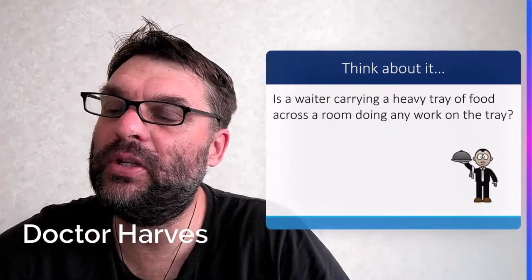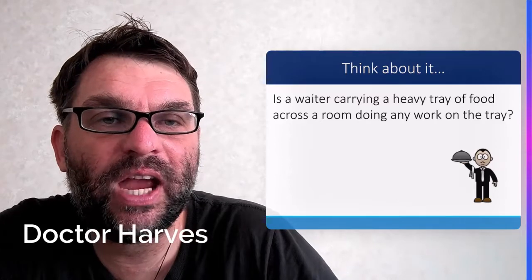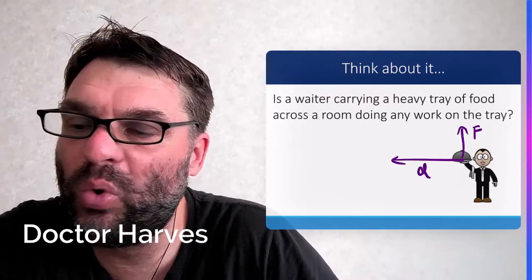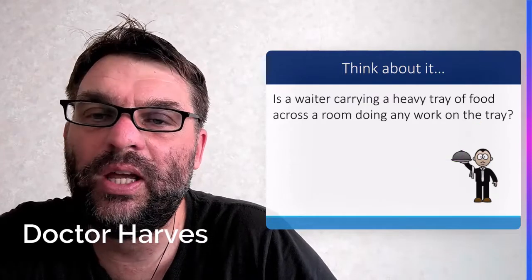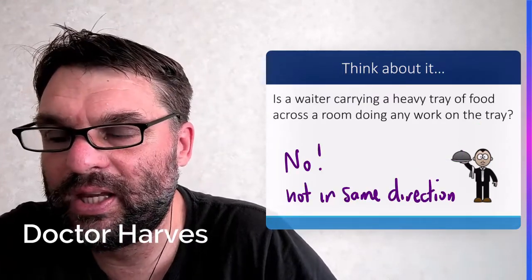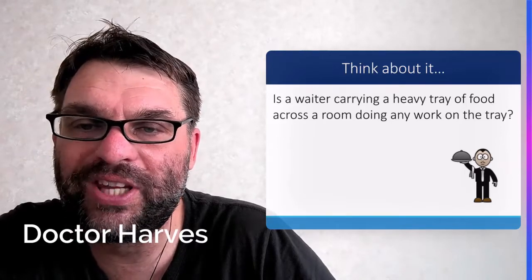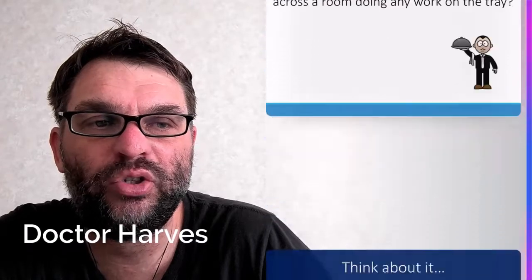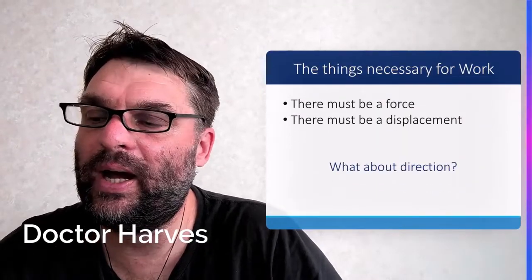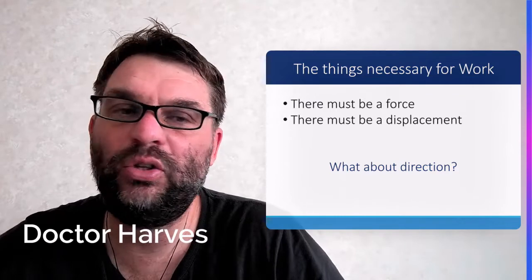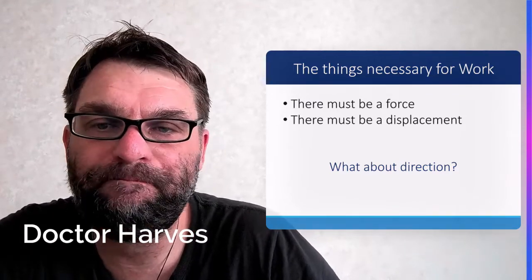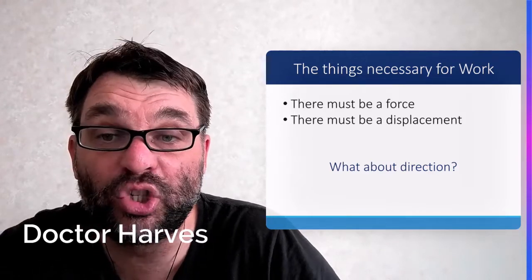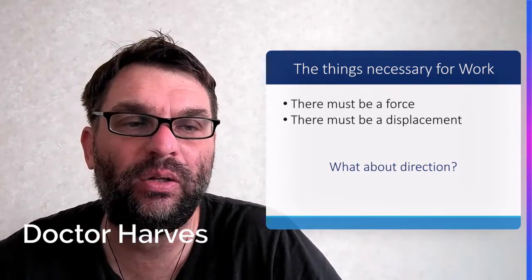So, thinking about it, if a waiter is carrying a heavy food tray across a room, is he doing any work on the tray? The answer is no, because the distance and the force are not in the same direction. So he's not doing any work on that tray. Okay, so thinking about it, in terms of work, there must be a force and there must be a displacement. Okay, and the direction is also critical.